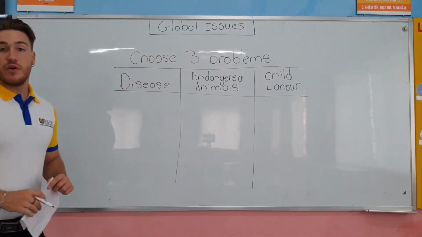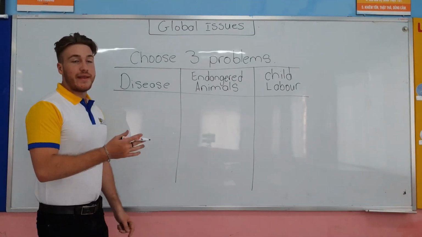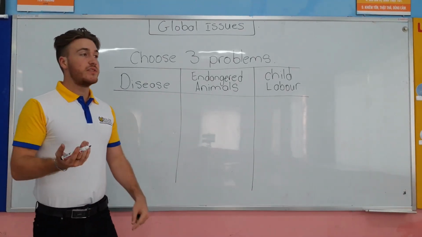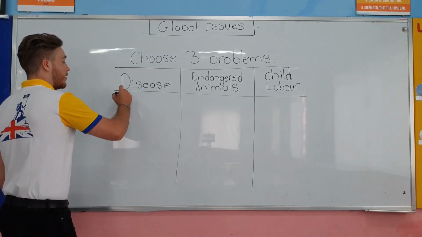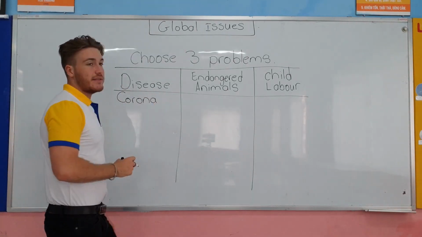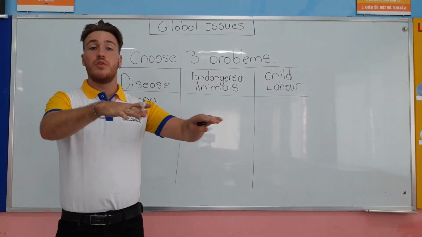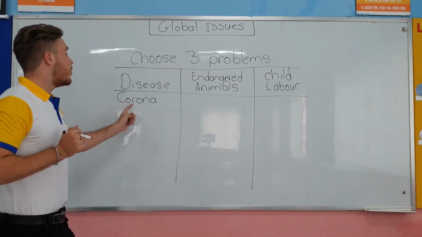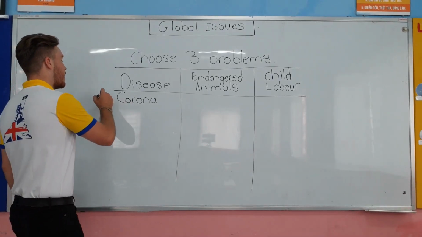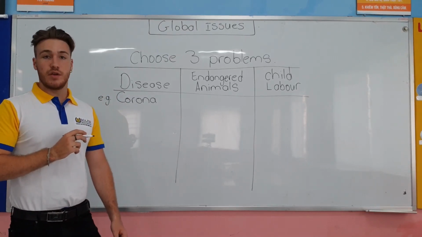Alright, for example, the first one we have is disease. Now, disease, there are many kinds. At the moment we have the most important one, which is corona. Right? Corona started in Wuhan, China, and it has spread throughout the world. So corona is an example of disease.